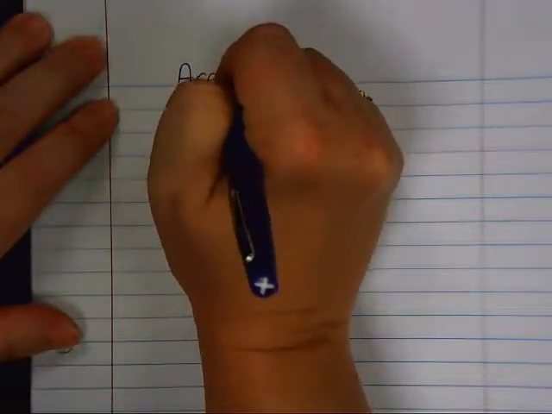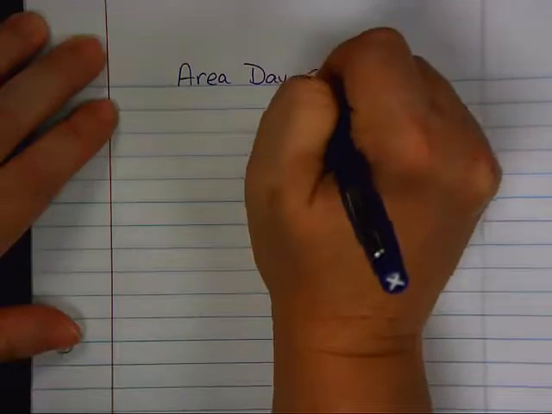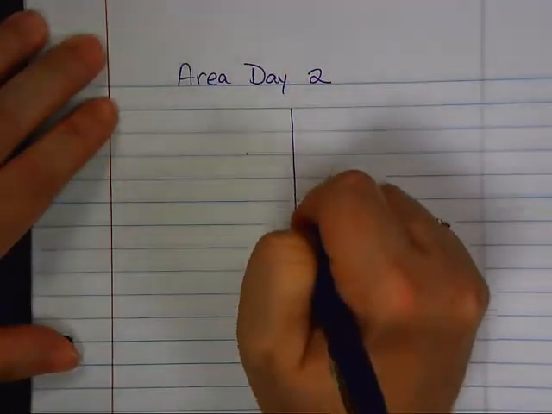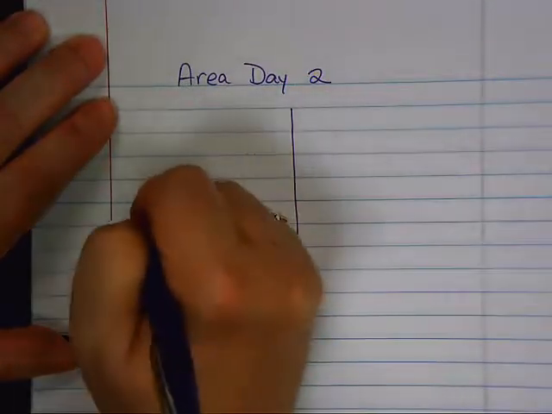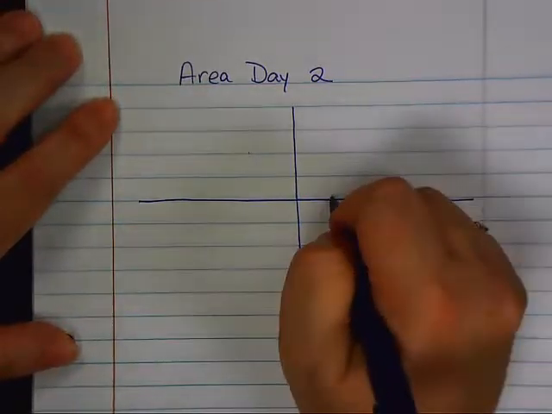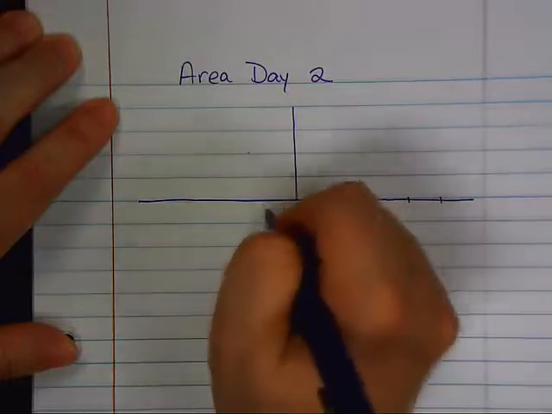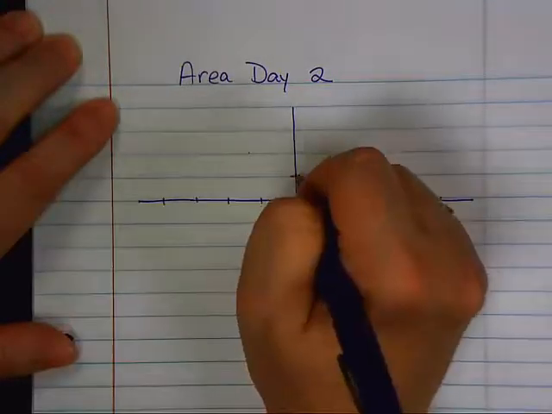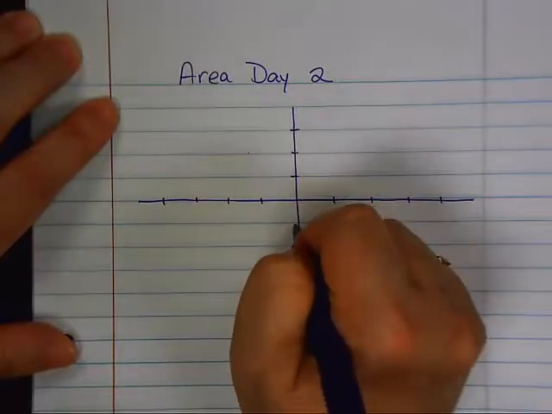So we're adding on to yesterday's notes. Go ahead and title it Area Day 2. And to begin, we're going to need to draw a rather complex graph. Okay? I need you to go out 4 marks in each direction on the X and 3 on the Y.